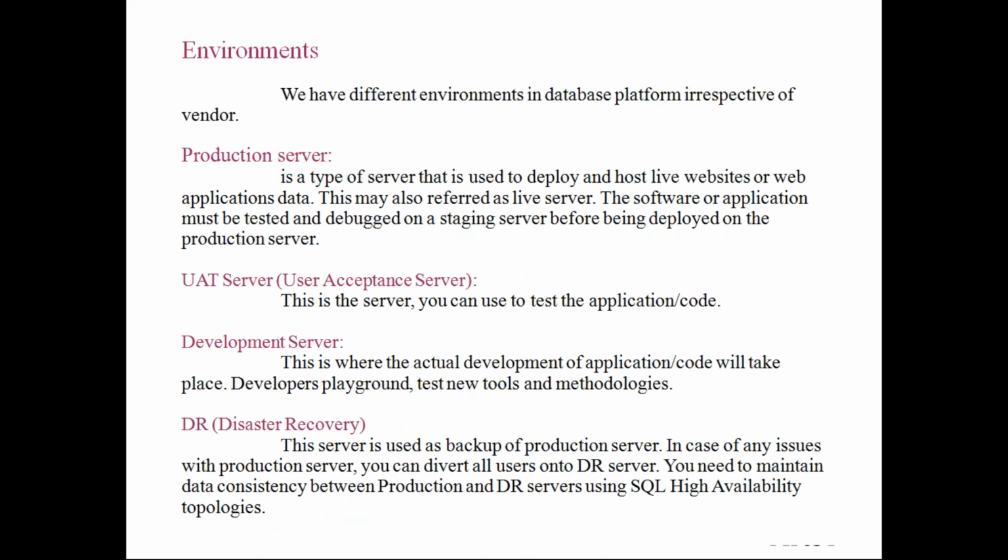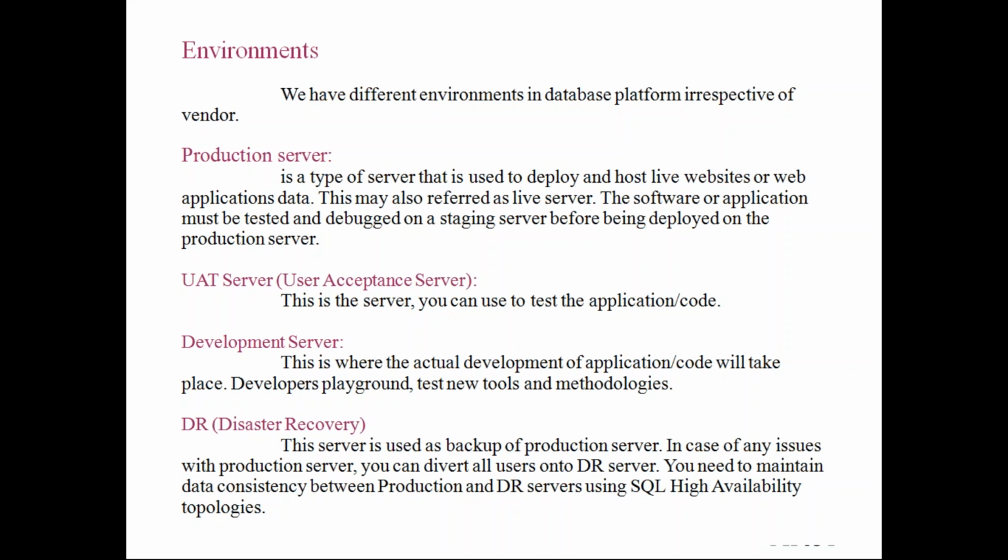This type of server, the production server, is used to deploy and host live websites. When I say production server or live server, both are the same. A production server or live server will host the data that is being currently used by the customers. If you take an example of any banking website where you do some online transactions, or a shopping website like Amazon where we try to place an order, those websites are live websites. So the backend database is connected to a production server, which has live ongoing data.